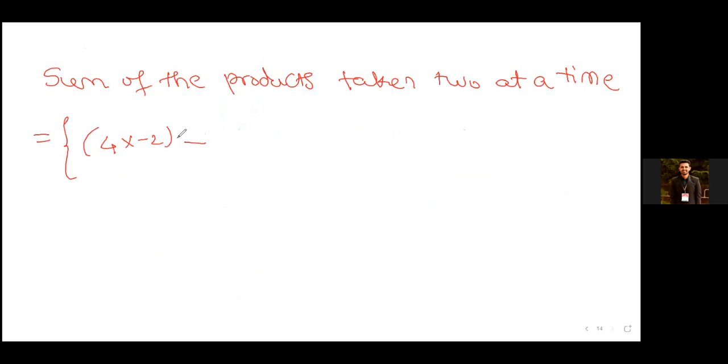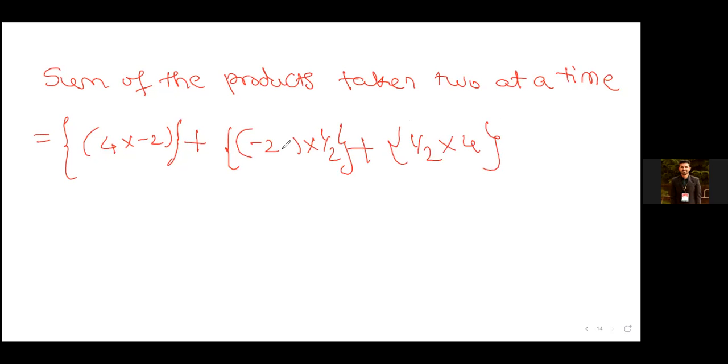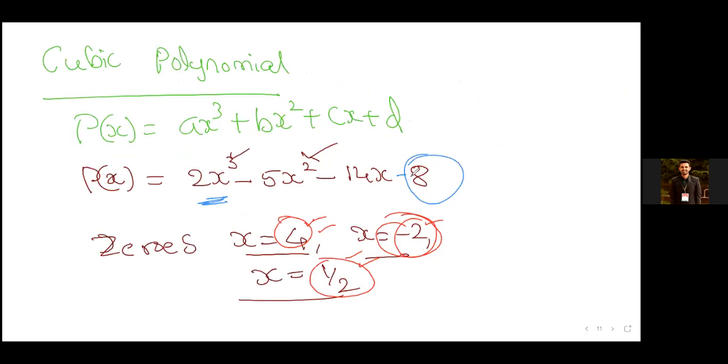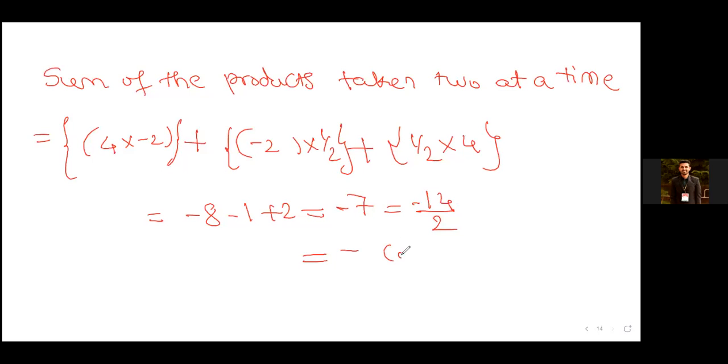That is 4 into minus 2 plus minus 2 into 1 by 2 plus 1 by 2 into 4, which is equal to minus 8 minus 1 plus 2 is equal to minus 7. This can be written as minus 14 upon 2, which is nothing but this 14. Where is this 14? Here, right? 14 is the coefficient of x, that is minus of coefficient of x upon coefficient of x cube.